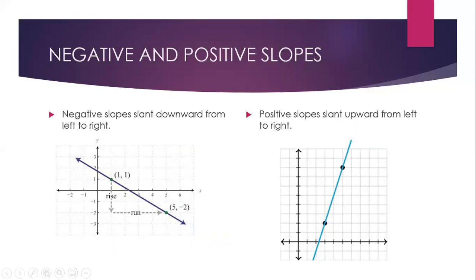This is saying the same thing. Negative slope slant downward from left to right. Positive slope slant upward from left to right. So you always trace it from left to right. And that's a really important rule, that whole left to right thing.